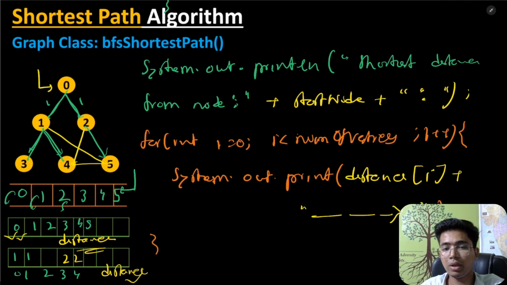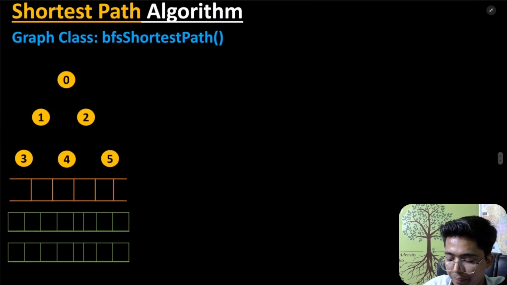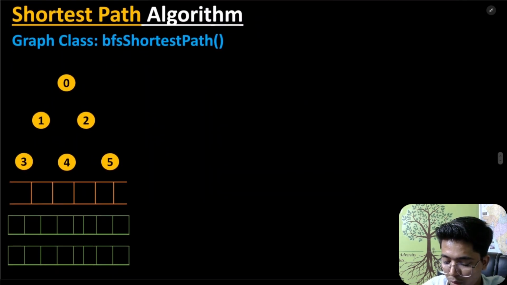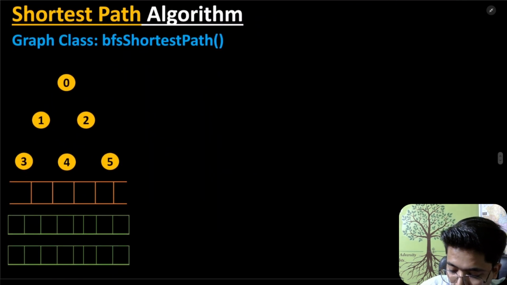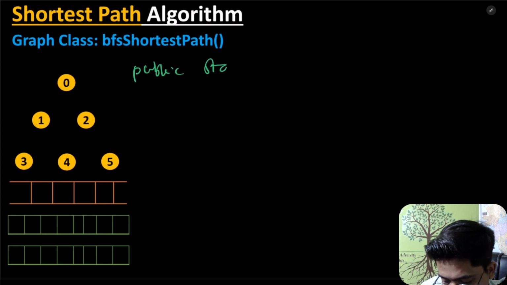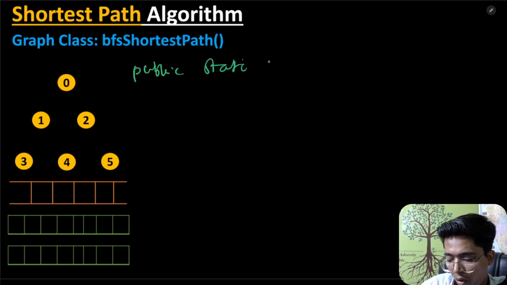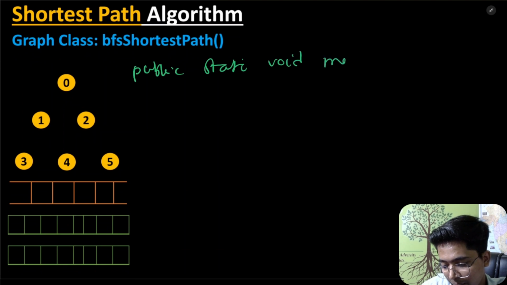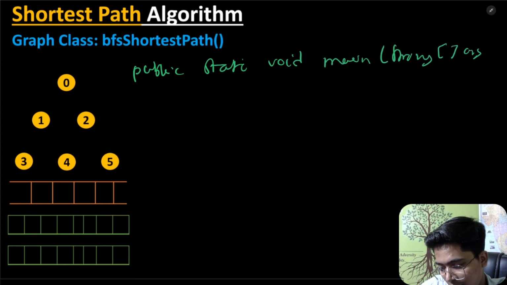After that, we will be calling all the functions from main. So we'll be writing public static void main, String args, and the file name was BFS shortest path, I think.